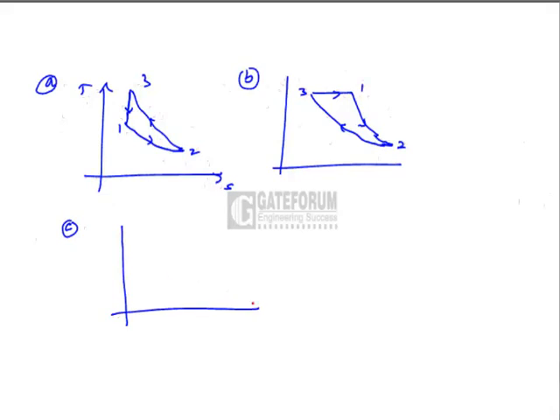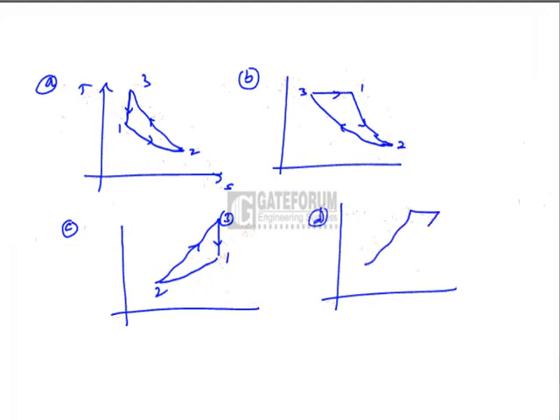C. 1 to 2 is shown as a curve downwards. 2 to 3 is upwards, and 3 to 1 is vertical line downwards. D. 1 to 2 is a curve leftwards, 2 to 3 is a curve upwards, and 3 to 1 is a horizontal line. Which of them is the answer for the PV plane shown earlier?